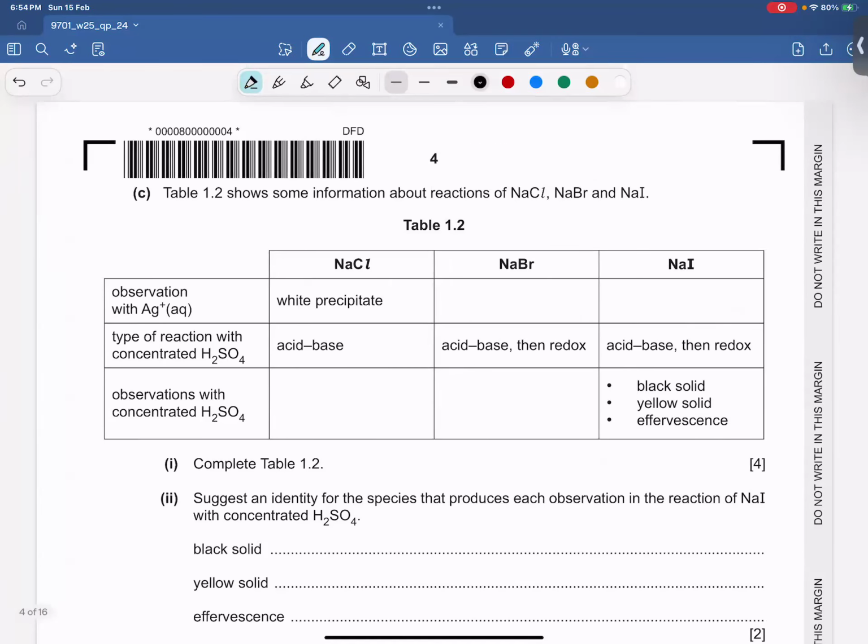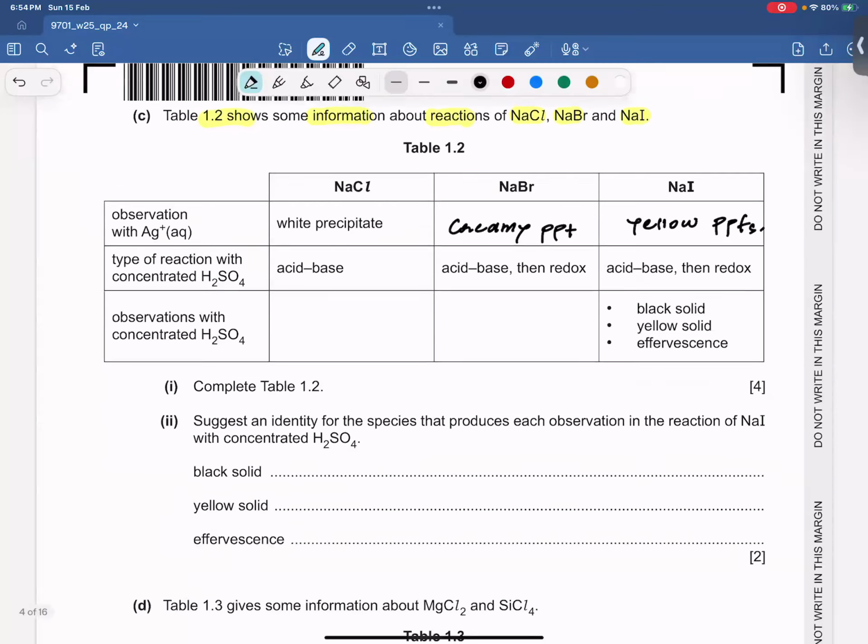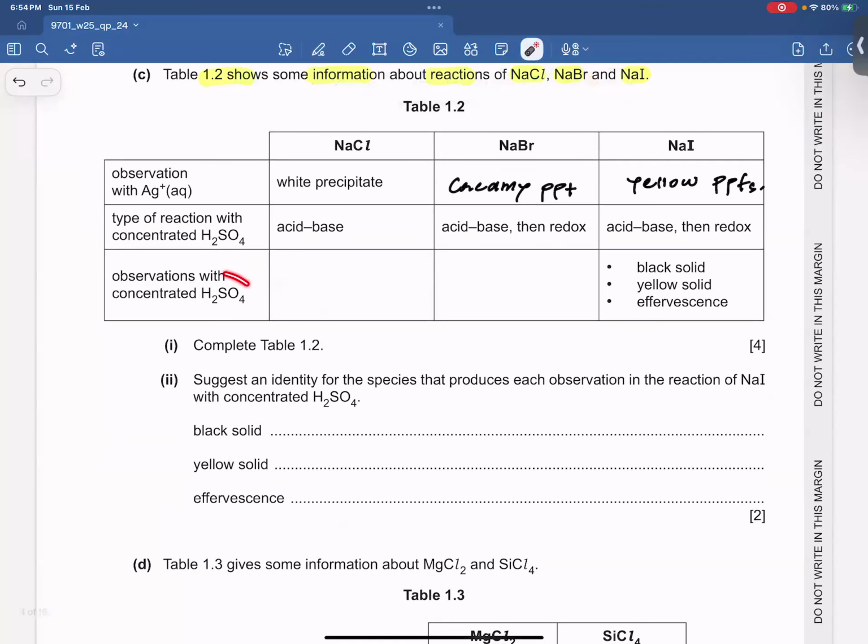Next, table 1.2 shows some information about reaction of sodium chloride, sodium bromide, and sodium iodide. When silver ions are used, sodium chloride gives you white precipitates, sodium bromide gives you creamy precipitates, and sodium iodide gives you yellow precipitates. Okay. Observation with concentrated H2SO4. When treated with sodium chloride, you will get misty fumes or steamy fumes.